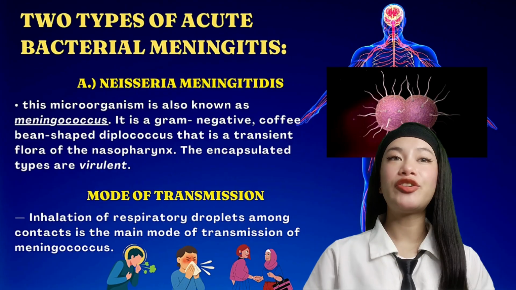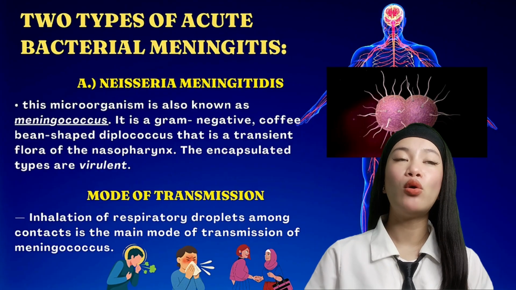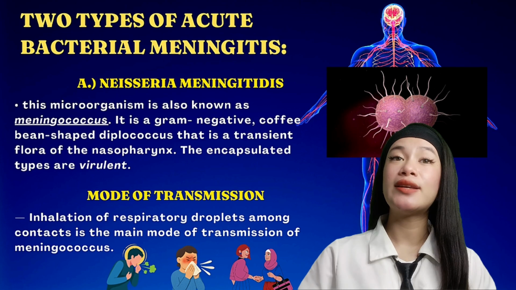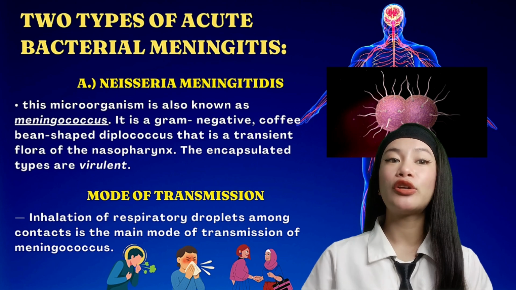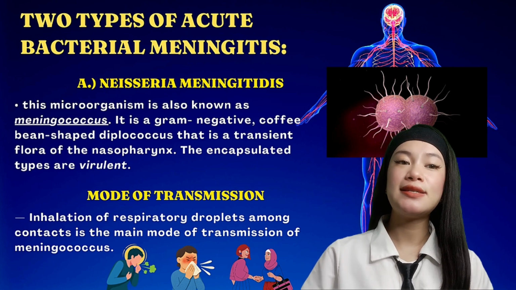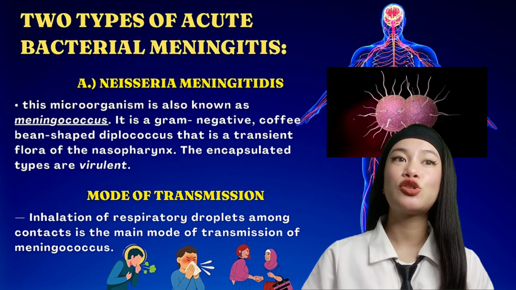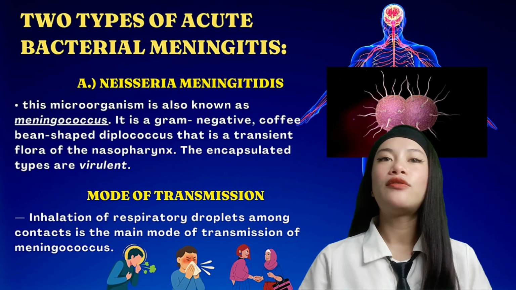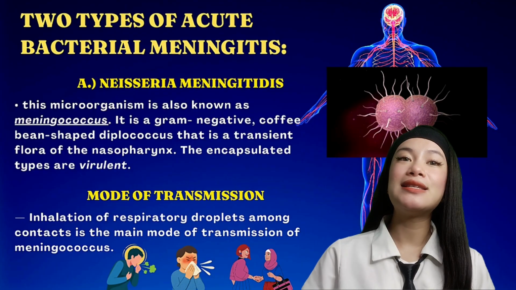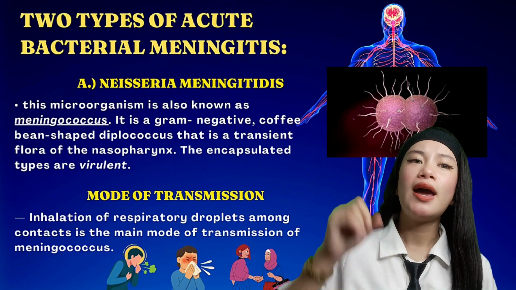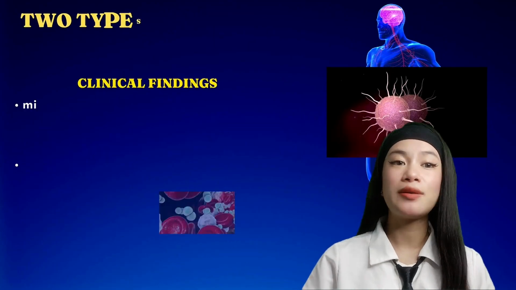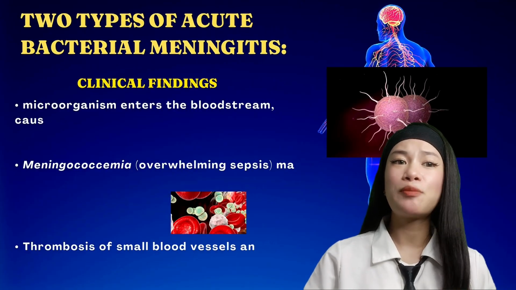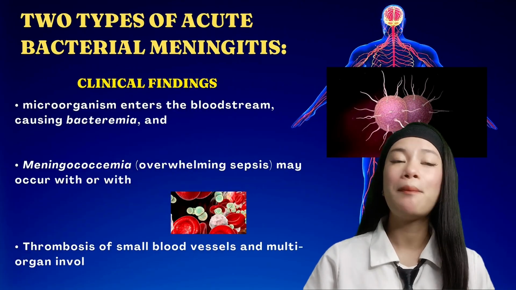Inhalation of respiratory droplets among contacts is the main mode of transmission of meningococcus. Carriers can also transmit the infection through respiratory aerosols. So the disease, Neisseria meningitidis, spreads through close contact, coughing, or sneezing. For clinical findings, it begins as a throat infection. The microorganism enters the bloodstream, causing bacteremia, or bacteria in the blood, and spreads to the meninges, leading to meningitis.